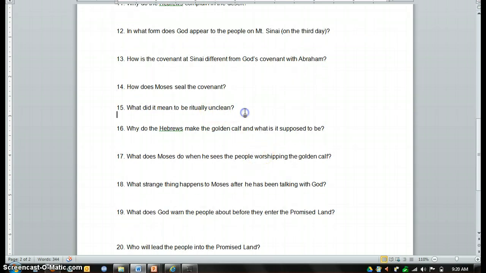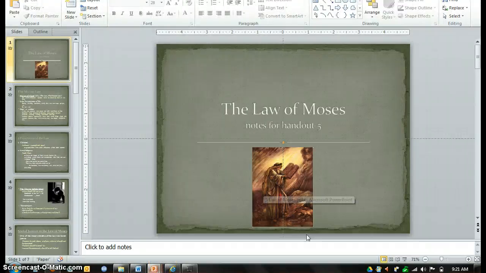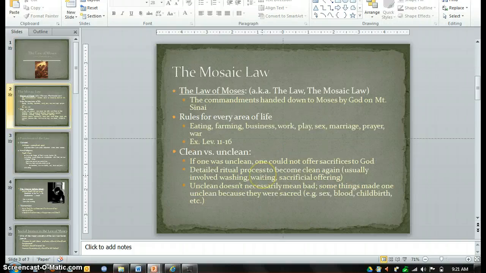What did it mean to be ritually unclean? This is kind of a strange, obscure concept for us. So the law of Moses, to be unclean meant that you couldn't offer sacrifice to God. It didn't necessarily mean something bad. It was just like a state, meaning you couldn't make sacrifice. And to be able to make sacrifice again, either you had to wait, or you had to do some sort of cleansing ritual, or you had to do some sort of little sacrifice, which is weird because you weren't able to offer sacrifice, but I guess you could do these kind of cleansing sacrifices. But again, it didn't mean bad.